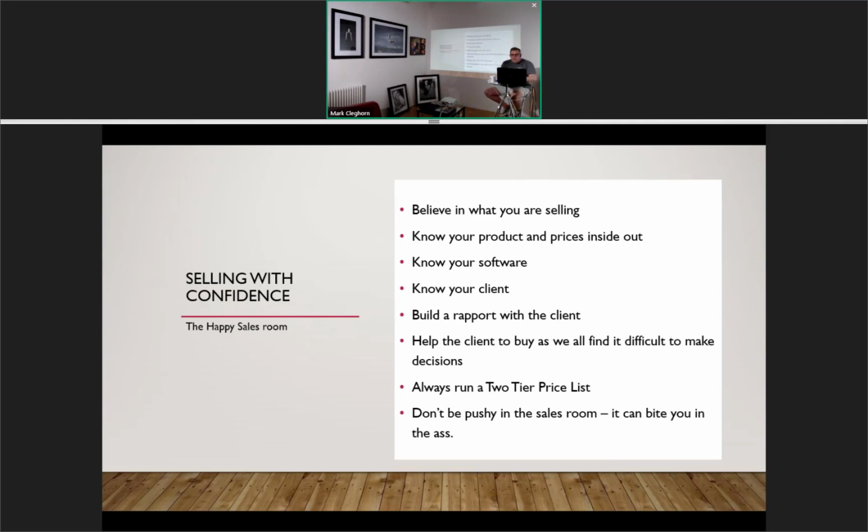I'd encourage you to always have a 2-tier price list. So on the price list, we've got a viewing price. That's the price they're going to be paying if they're placing their order, which they should on the viewing day. That explains that on the back here as well. And there's also a full price. That means if they're going away and not making the decision.